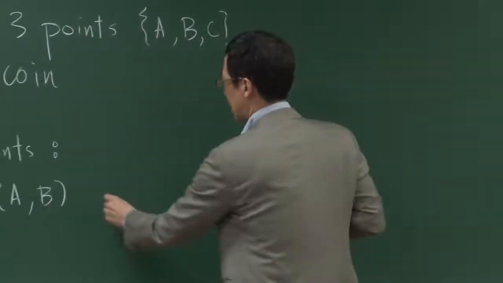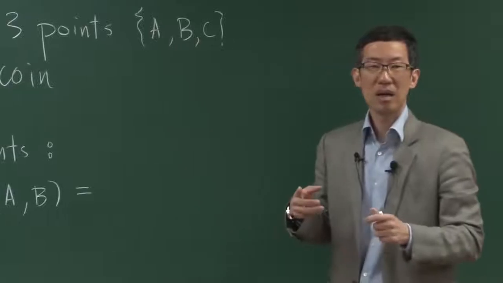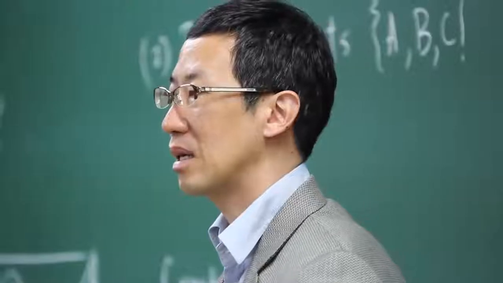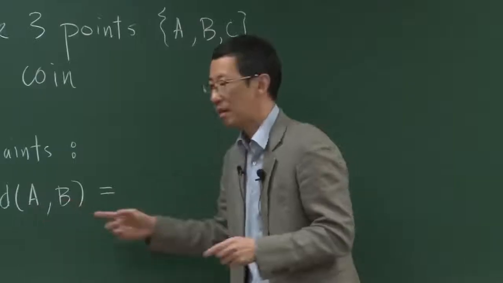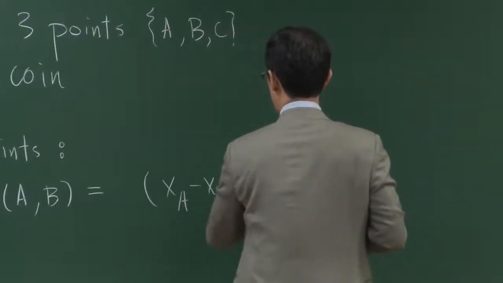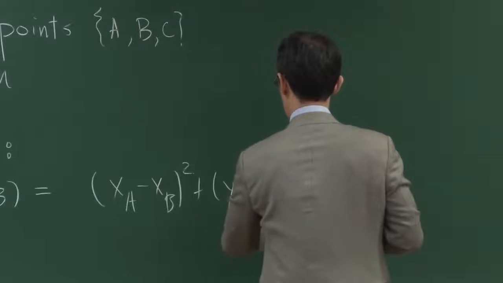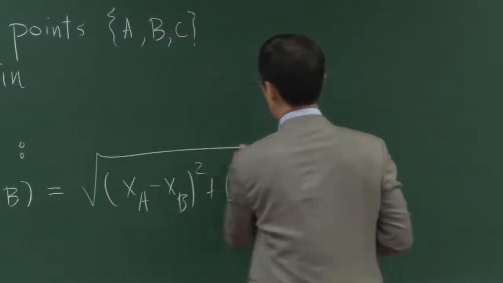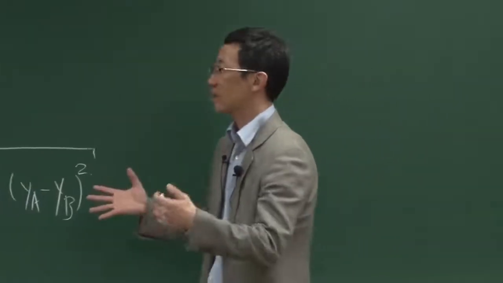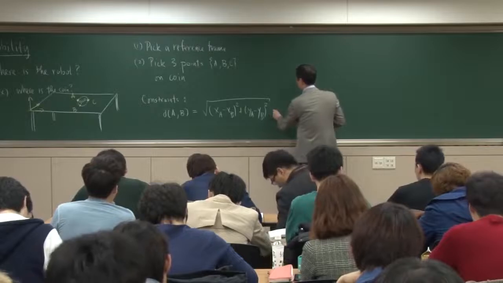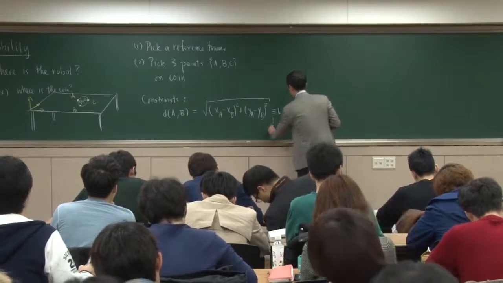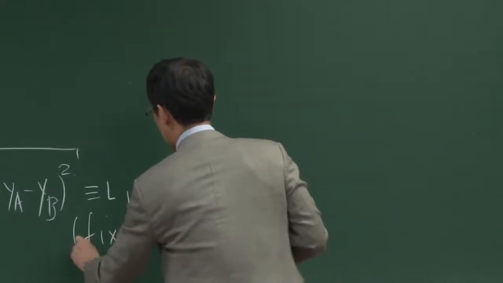Okay, so let's say that the coordinates for point A are XA and YA. Coordinates for point B are XB and YB. So the distance between A and B we can write as the square root of the sum of the squared differences. Okay, so there it is. And now this is going to be some fixed distance L1. So this is a fixed constant.